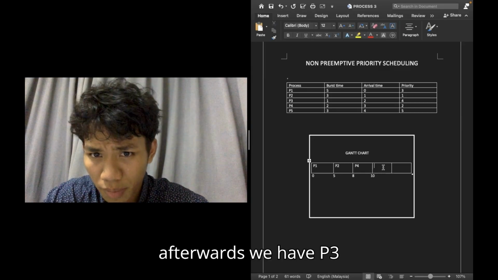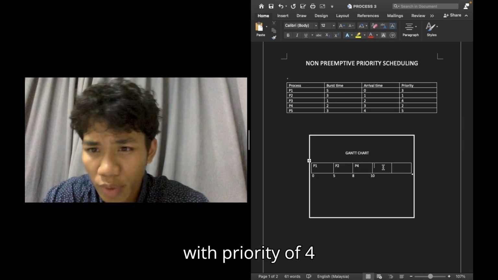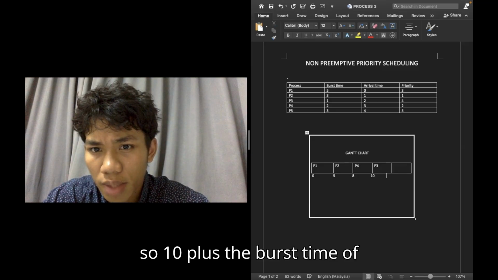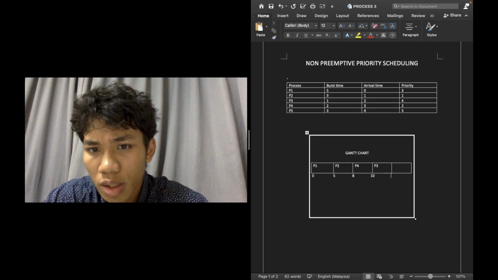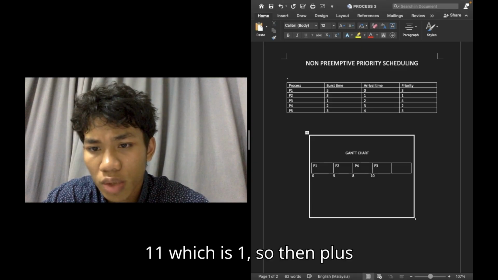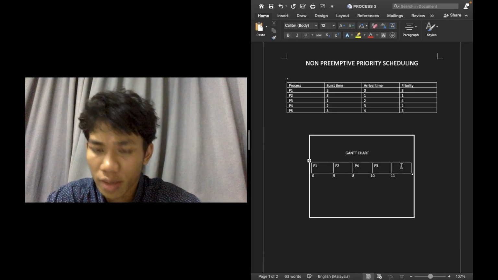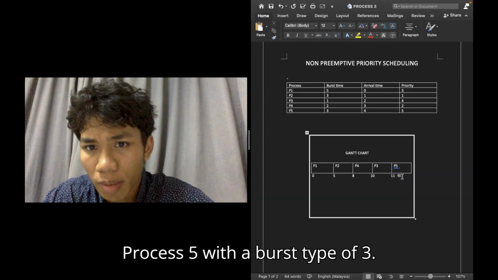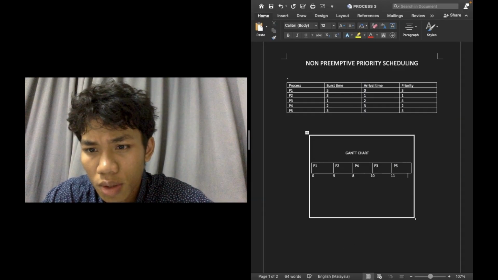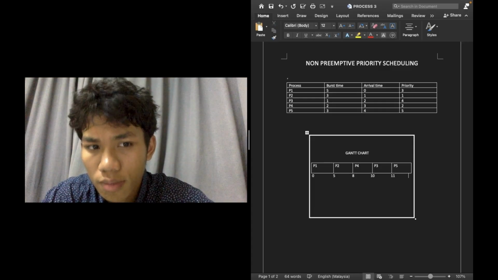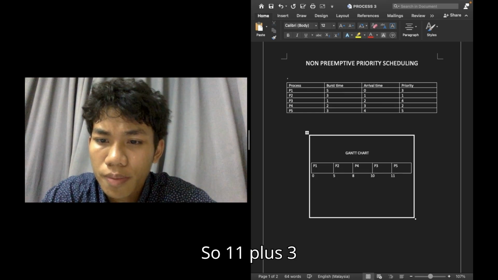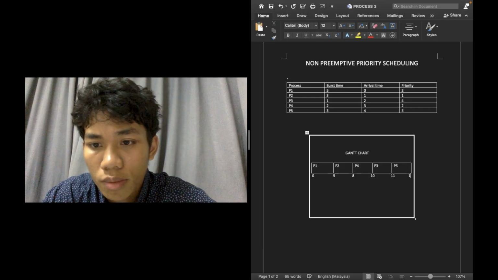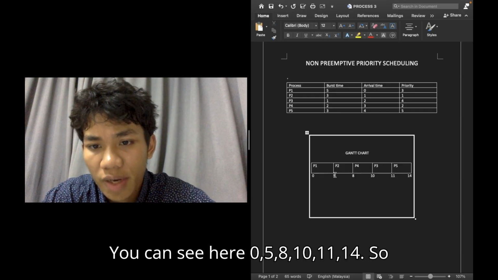Afterwards we have P3 with priority of 4. So 10 plus the burst time of P3, which is 1. So 10 plus 1 is 11. So next we have the final, which is process 5, with a burst time of 3. So 11 plus 3, which is 14. So you can see here 0, 5, 8, 10, 11, 14.